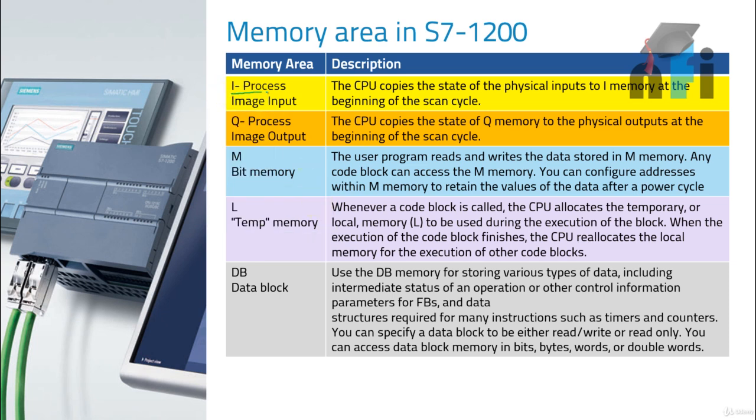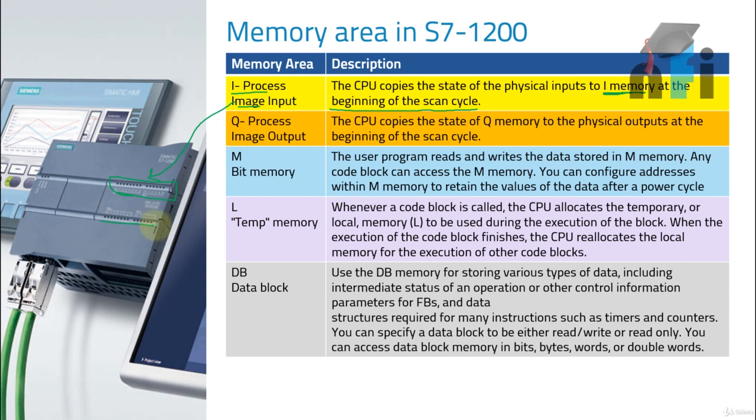So this is the memory area dedicated to my inputs, which will read the status of inputs and store its status in the memory. It also says the CPU copies the state of physical inputs to I memory, the input process memory, at the beginning of the scan cycle. Then you have process image output.